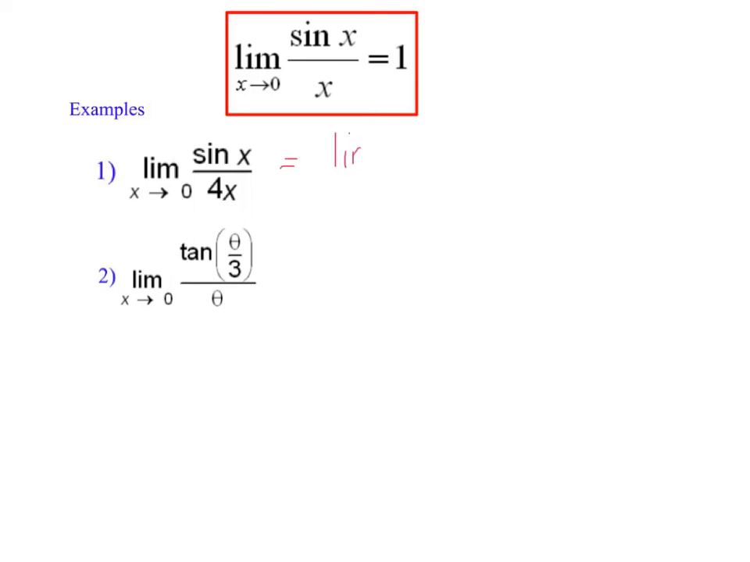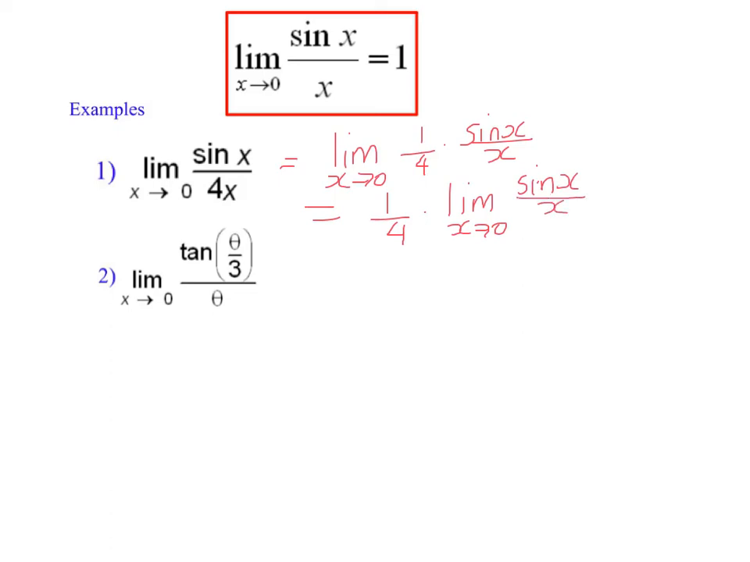So what I mean by that is this is the same as the limit of 1/4 times sine x on x, and that's 1/4 times the limit as x approaches 0 of sine x on x. And now you can see that our angle on both the numerator and denominator are the same, so we can use this special limit. The limit as x approaches 0 of sine x on x, you know that's equal to 1, and then you've got 1 times 1/4, which is 1/4.